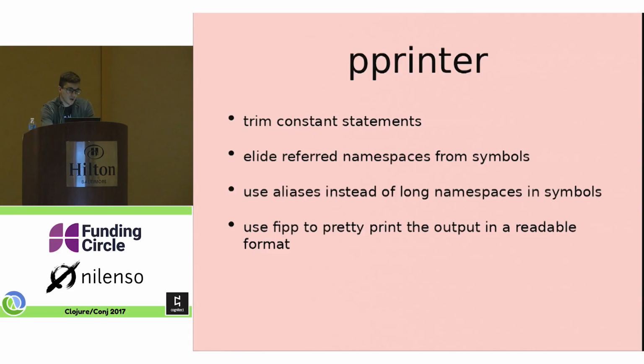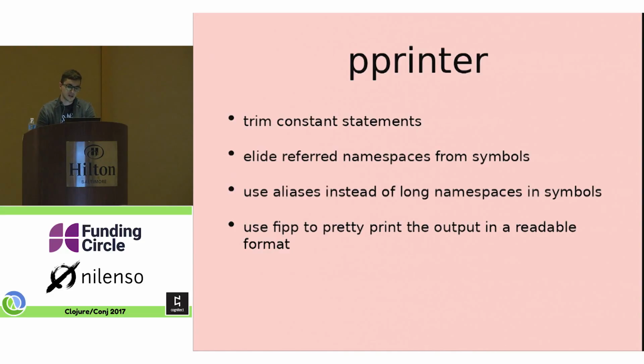After the compactor, we have a pretty printer, which just takes care of removing some boilerplate that the Clojure compiler emits that's not part of the original source code. And it does stuff like eliding namespaces and using aliases rather than long namespaces. And it uses fipp to pretty print, which is really, really fast and really good.